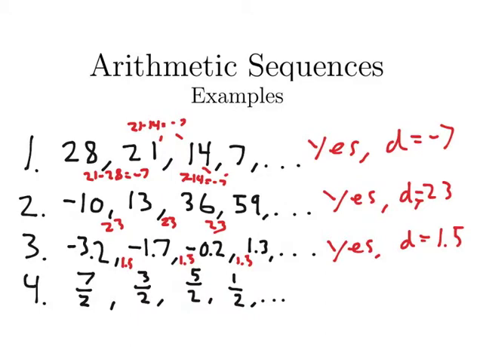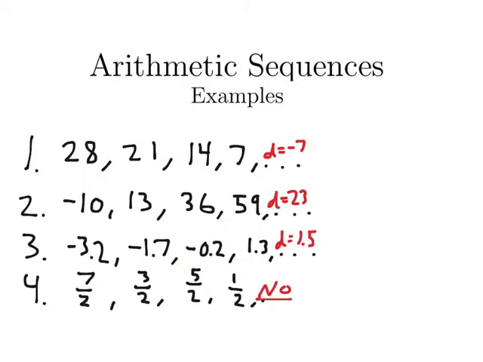And for number 4, we have 3 halves minus 7 halves, which is going to be negative 4 halves, or negative 2. Then 5 halves minus 3 halves, which would be 2 halves, or 1. We immediately see these do not match up. Therefore, this is not an arithmetic sequence.